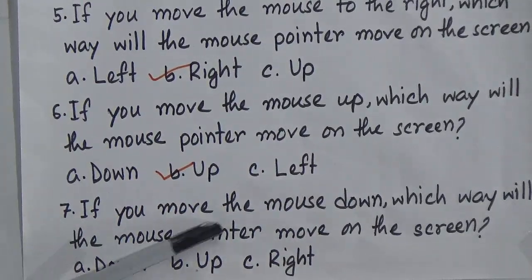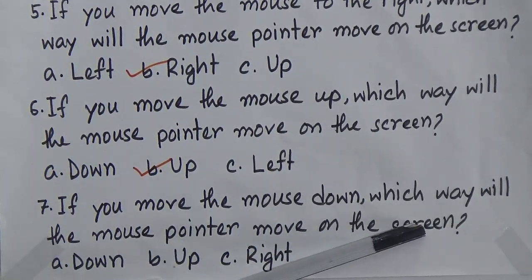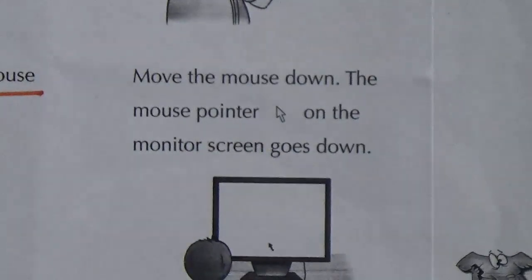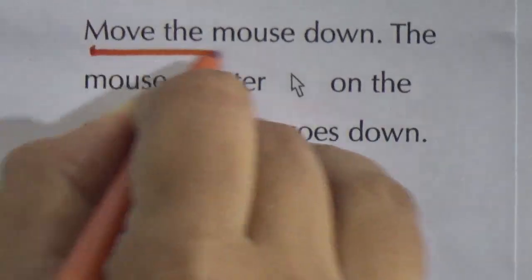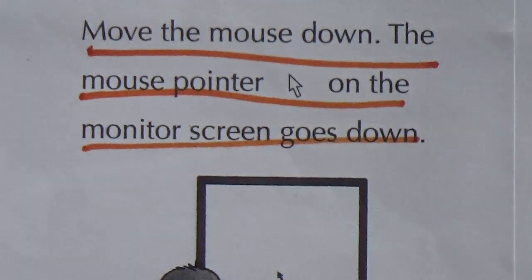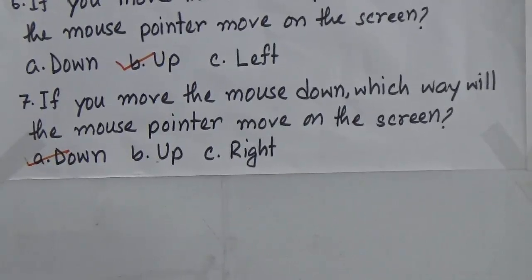Number 7. If you move the mouse down, which way will the mouse pointer move on the screen? Option A, down. Option B, up. Option C, right. So, which way? I know all of you know the answer. Okay, let's see. Move the mouse down. The mouse pointer on the monitor screen goes down. Now look, page number 28 is given there. If you move the mouse down, the pointer goes down. So, our correct answer will be option A. That means down.